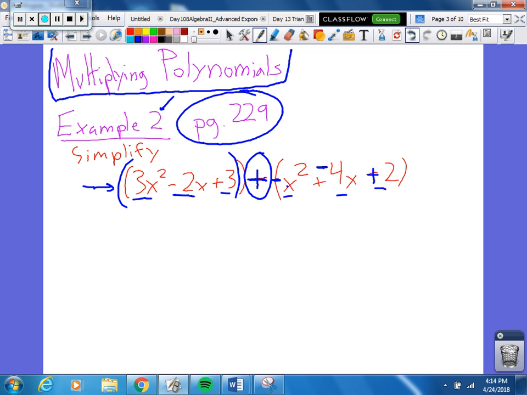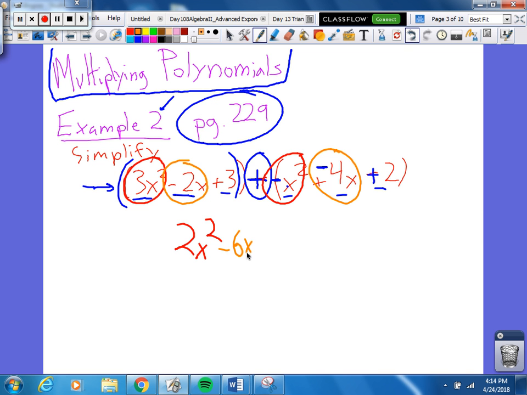Now it's time to combine like terms. So 3x squared minus x squared is 2x squared. Great. What else do we got? -2x and -4x. That is -6x. Now we have 3 plus 2, which is 5. Done. Easy. Make sure you distribute the negative just for the second group of terms.